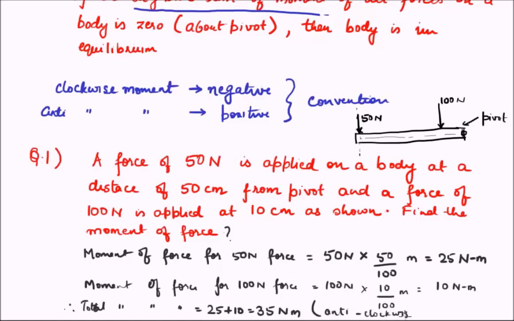anti-clockwise direction. Therefore, the answer for this numerical will be the moment of force, effective moment of force is 35 Newton meter. What can we say from this? We can say that the body is going to undergo rotation, and therefore the body will not be in equilibrium.